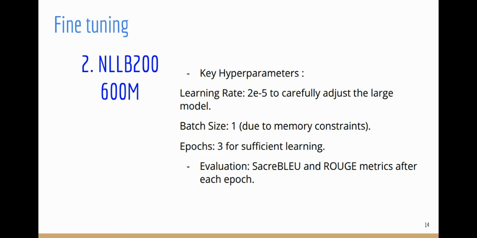The key hyperparameters, as we see here: the learning rate, which is 2 by 10 to the power of -5, to carefully adjust this large model. The batch size was 1 due to memory constraints, of course. The epochs were 3 for sufficient learning. And of course we used the same evaluation metrics as the previous one.